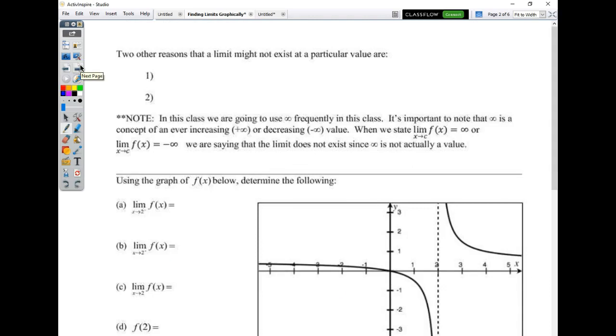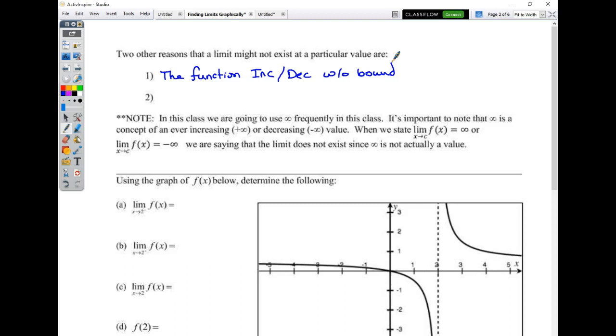So we just talked about one of 3 reasons that a limit will not exist. Douglas stated reason number 1: if the left side and the right side don't equal the same thing, we don't have a limit. 2 other reasons why we are not going to have a limit. The first one I'm going to state is that the function increases or decreases without bound.